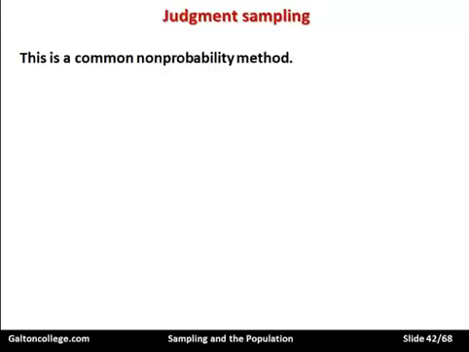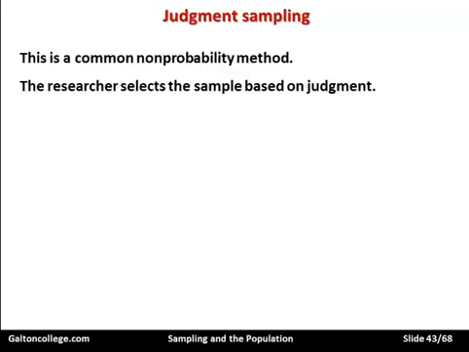Judgment sampling. Well, this is a common non-probability method. The researcher selects the sample based on judgment, and hence, of course, it's biased. It reflects the opinions, attitudes, ideas of the researcher. The researcher doesn't like certain people, doesn't like their appearance. Those people may not be included in the sample because the person has decided that he or she doesn't want to talk to them.